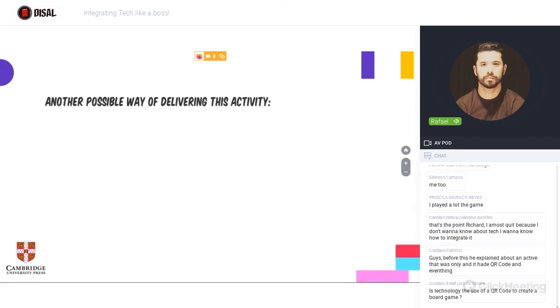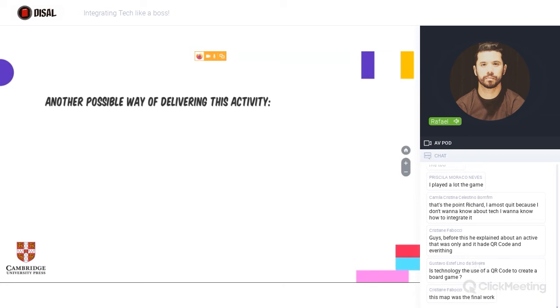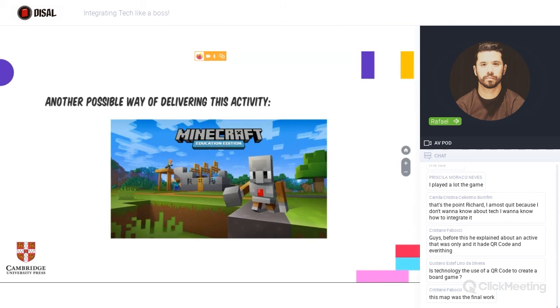For example, instead of using a printed board game, why not create a digital game and use Minecraft to design your own digital board scenery and have all of your digital game done? That's super interesting and super fun, especially during this COVID-19 situation, where students can interact with one another, have fun, and create their own digital games with some serious and pedagogical intentions linked to it.